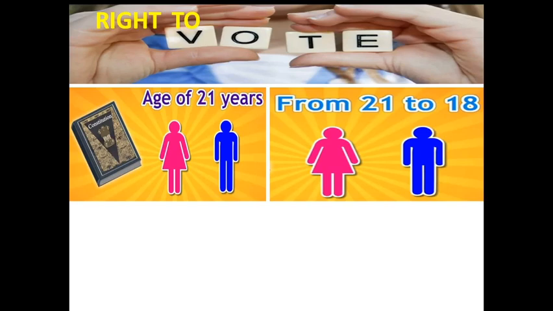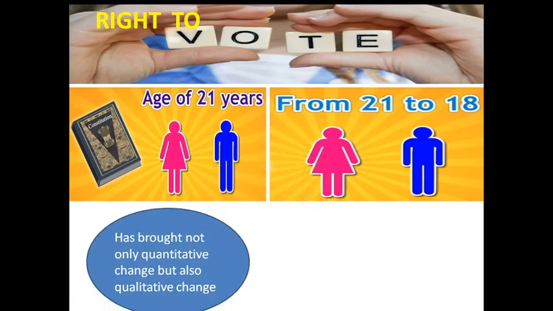Such provisions have made India the largest democracy in the world. India has the largest number of voters as compared to any other democratic nation. Thus, by reducing the voting age, it has not only brought a quantitative change, but it has also brought a qualitative change, because as the age was reduced, the younger generation could also participate in the elections. That is, they could become a part of the elections, and that would help them to choose a proper representative.